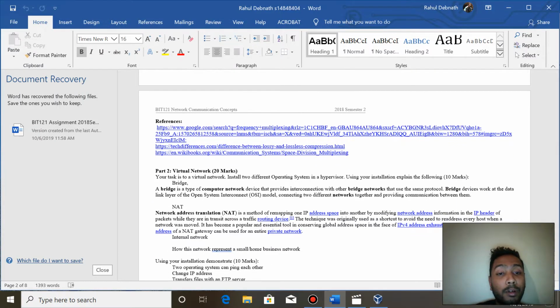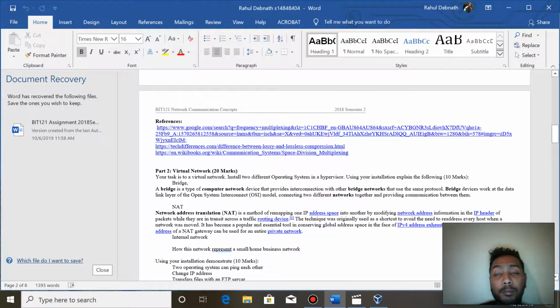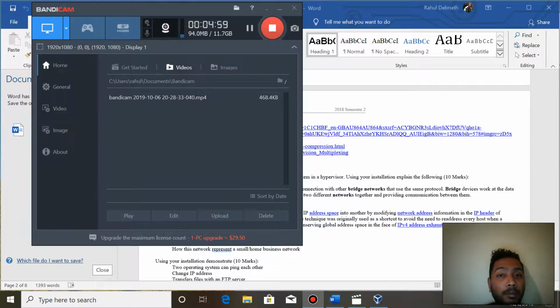So now we're gonna talk about virtual networks. I'm gonna demonstrate how we run two operating systems at once, technically three, because this is the host machine, which is Windows, and I'll be running two more operating systems and showing you how these operating systems interact with each other. Thank you. I'll pause my recording.